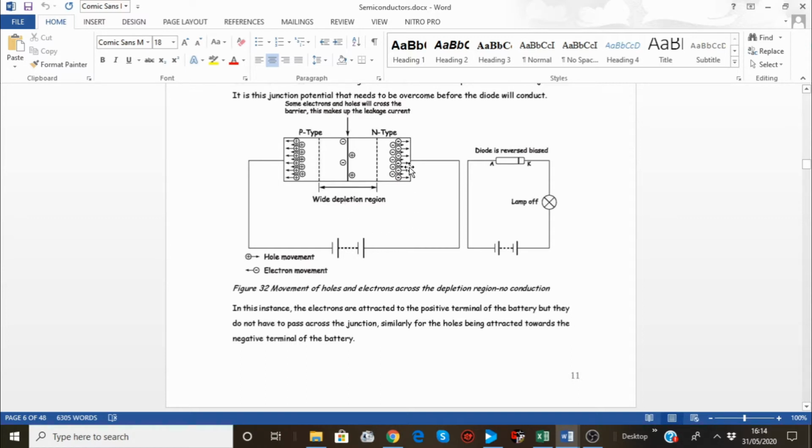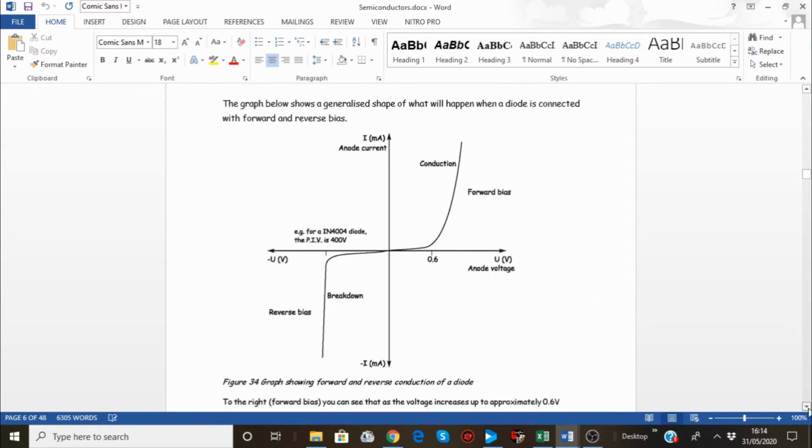And what happens is basically you have spare electrons here and you have spare holes here. With the power of the battery, you're actually increasing that depletion region, that barrier. So you won't have any current going through the circuit. That only happens up to a certain amount of voltage.